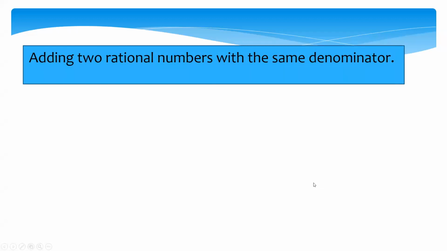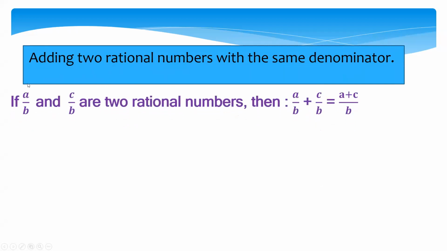Any problem? Here, adding two rational numbers with the same denominator. Now, inshallah, we take how to add two rational numbers with the same denominator without a number line. When I have here a over b and c over d, two rational numbers with the same denominator b, I will write it and add a plus c.